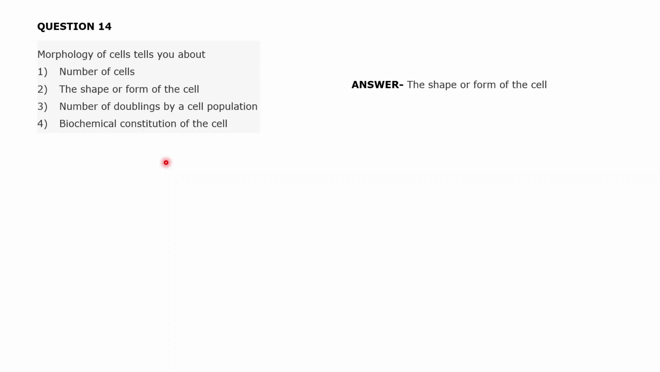Biochemical constitution, actually you are going into the molecular biology of the cell or a biochemical aspect of the cell. So from the morphology of a cell that you are getting, you cannot basically detect that, or you cannot basically study that. So the answer to this question is morphology of the cell tells you about the shape or form of the cell. So does anyone have any doubt, or should I move on to next question? So I think it's quite clear. So I will just move on to the next question then.